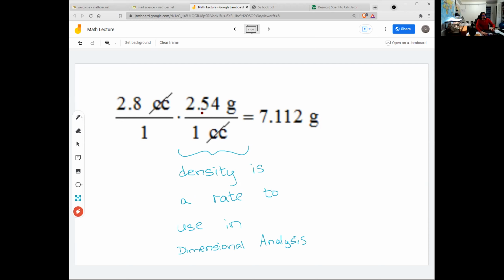So last week you did different kinds of rates. You were converting feet to inches or minutes to hours or things like that. This is just a different thing you can use in the same process. And I suppose I should say that this is a volume. And this is a volume. This is a mass.